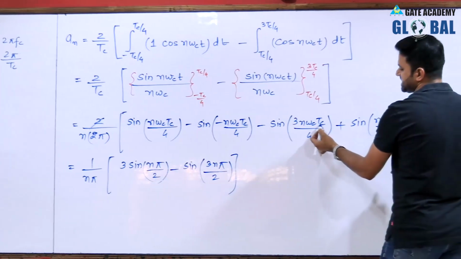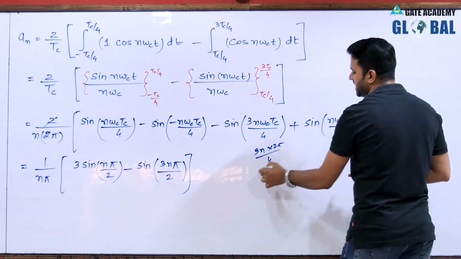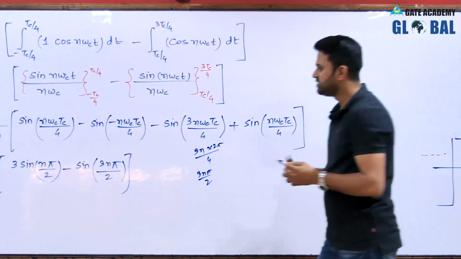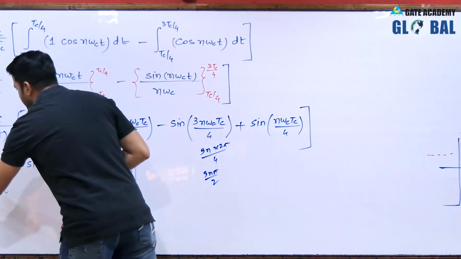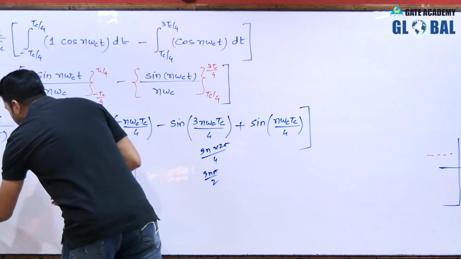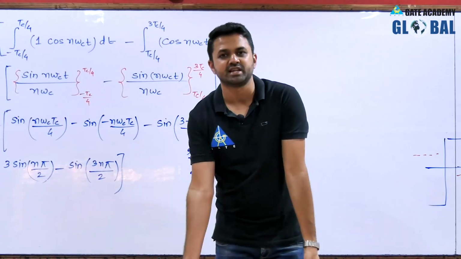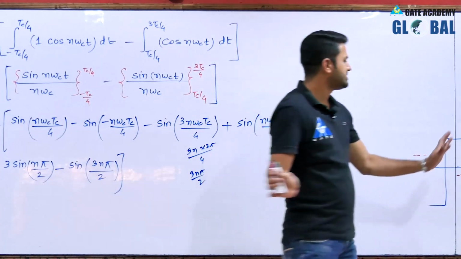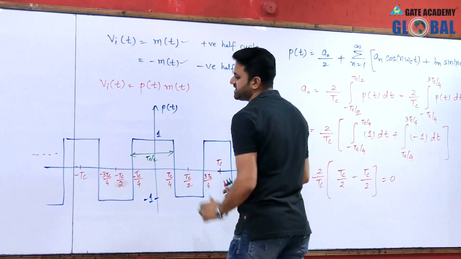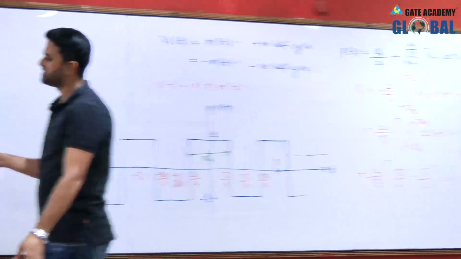Here also omega c Tc is 2 pi, so 3 n into 2 pi by 4, so we get 3 n pi by 2. So this is the value of an, and the value of Bn is 0. Why is the value of Bn 0? Because this is an even signal, it is symmetrical about the y axis, so this Pt is symmetrical about the y axis, and that is why the value of Bn is 0. So we do not need to calculate the value of Bn.